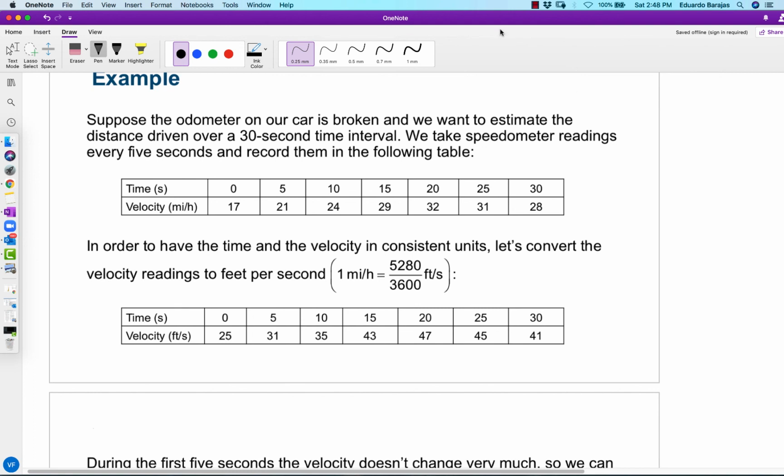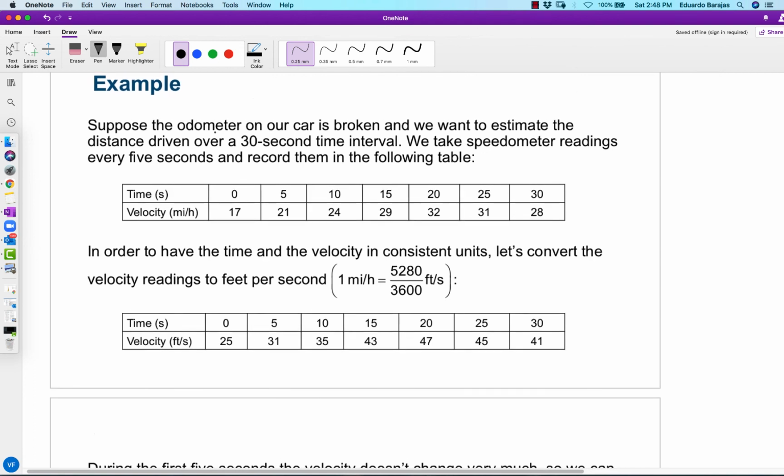Okay, so the odometer is the gauge in your car that tells you how far you've traveled. Don't confuse it with the speedometer. The speedometer tells you how fast you're traveling. So the speedometer is working, but the odometer, which tells you how far you have traveled in total, that thing is broken. Okay, so a distance traveled in 30 seconds.